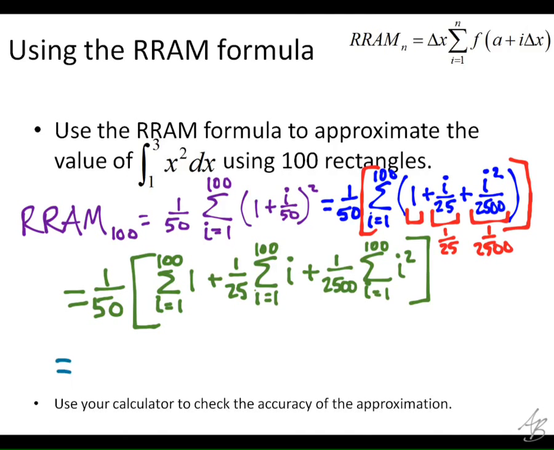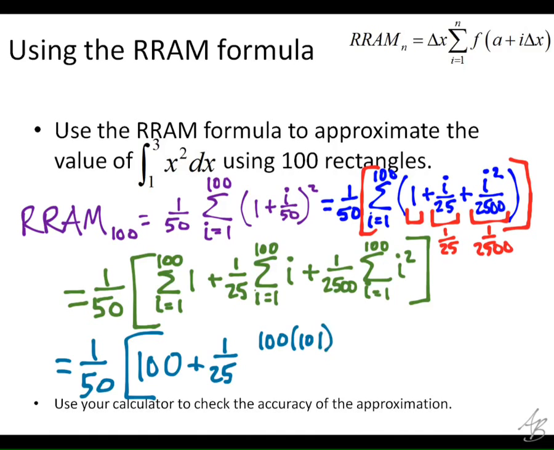So that first one, don't forget that 1 over 50 out front, that's important. The first one, the sum from i equals 1 to 100, that's the first formula. So if we add 1 together 100 times, it's going to be 1 times 100, which is 100. Then we're going to have 1 over 25 times, this time we're adding i together from 1 to 100. So the formula we're going to use is n times (n plus 1) divided by 2. And in this case, n is 100. So it's going to be 100 times 101 divided by 2.